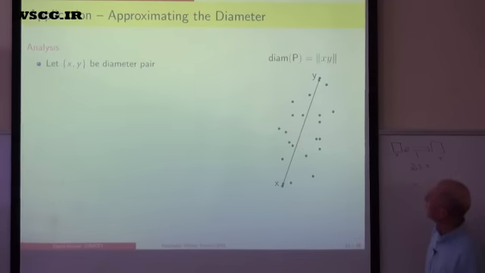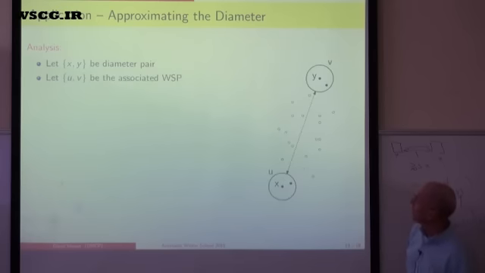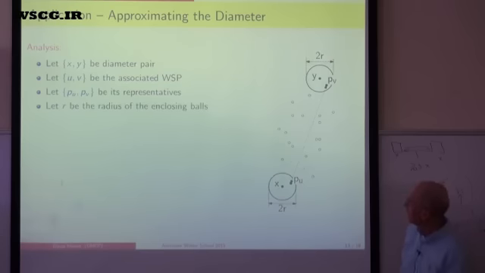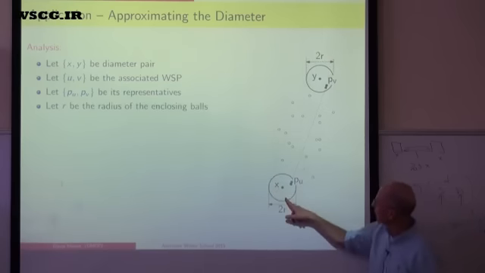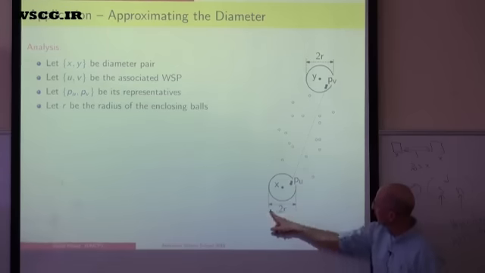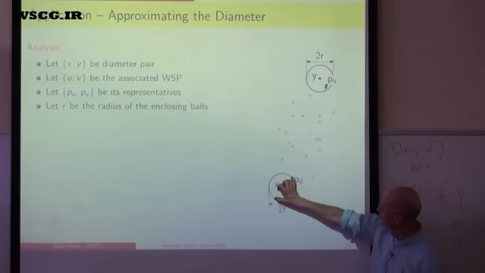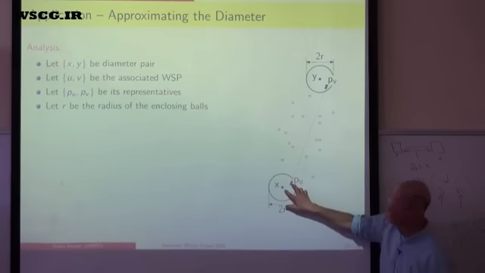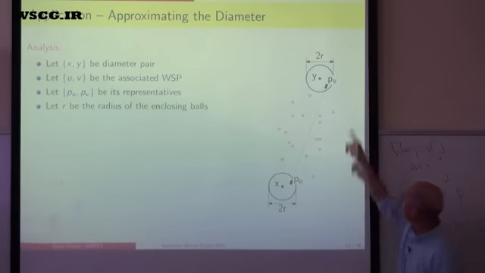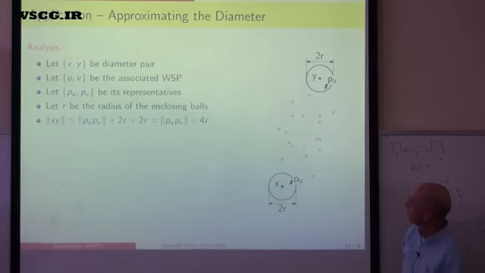Okay, and so let me argue that this is going to be a correct approximation. So let's start by beginning with the diametrical pair xy. Let u and v be the associated well-separated pair. Every pair will be separated. Let pu and pv be the representatives for that pair. Let r be the radius of the enclosing ball. So what do I know? I know that everything within here is going to be within diameter 2 times r. So x and pu are going to be within distance 2r. y and pv will be within distance 2r.